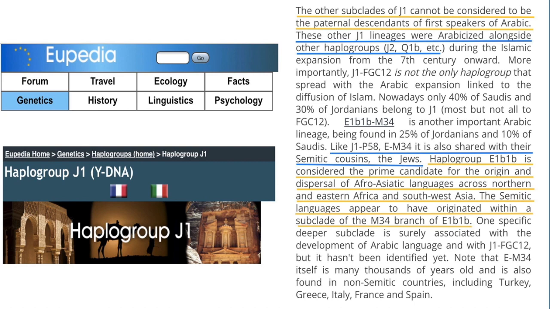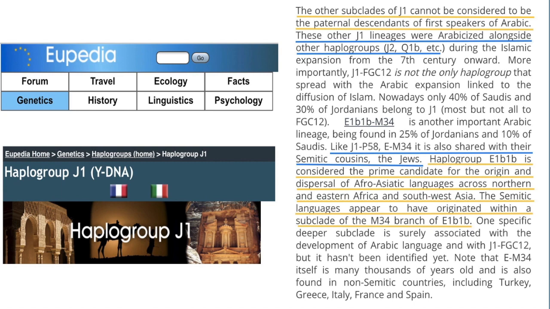The other subclades of J1 cannot be considered to be the paternal descendants of the first speakers of Arabic. I'm going to read that again. The other subclades of J1 cannot be considered to be the paternal descendants of the first speakers of Arabic. J1 is likely not the haplogroup of the first speakers of Arabic. These other J1 lineages were Arabicized alongside haplogroups J2, Q1b, etc. Like J1-P58, E-M34, it is also shared with their Semitic cousins, the Jews.